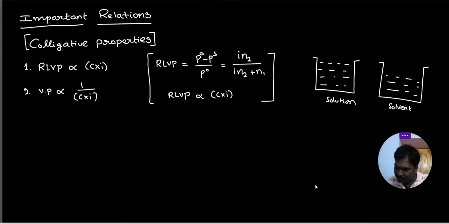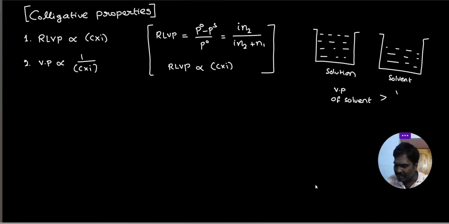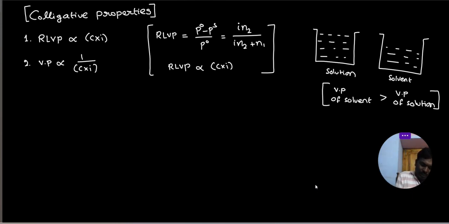Here, vapor pressure of solvent is greater than vapor pressure of solution. To the solvent you are adding solute, solution prepared, resulting vapor pressure decreases. So now coming to the third one, elevation in boiling point, delta TB is directly proportional to C into I.